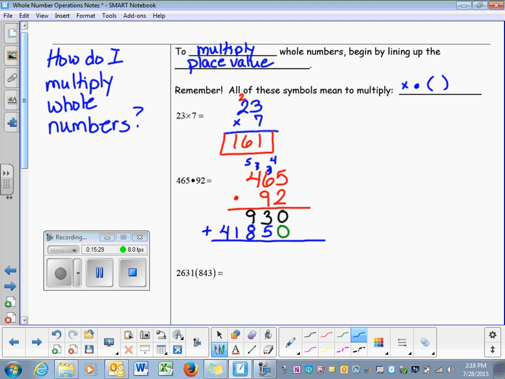We have to add these two together. 0 plus 0 is 0. 5 plus 3 is 8. 9 plus 8 is 17. I'm going to have to carry the 1 there. 1 plus 1 is 2. And nothing plus 4 is 4. So 42,780.